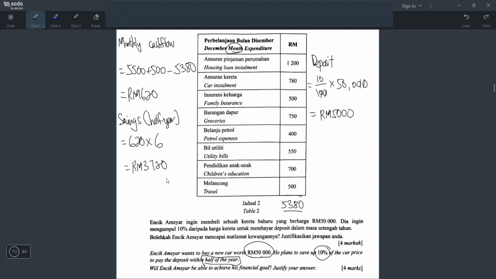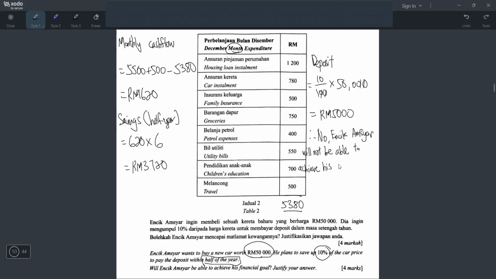Because the savings is less than 5,000, right? So the question asks, will Inche Amsha be able to achieve his financial goal? Let's answer the question. No, Inche Amsha will not be able to achieve his goal.